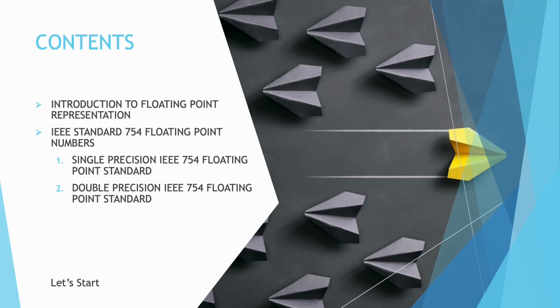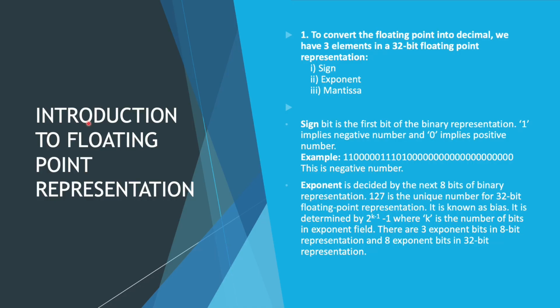Moving toward the slide of contents: Introduction to floating point representation, IEEE Standard 754 for floating point numbers. First of all, single precision IEEE 754 floating point standard. Second, double precision IEEE 754 floating point standard. Let's start with the introduction to floating point representation.